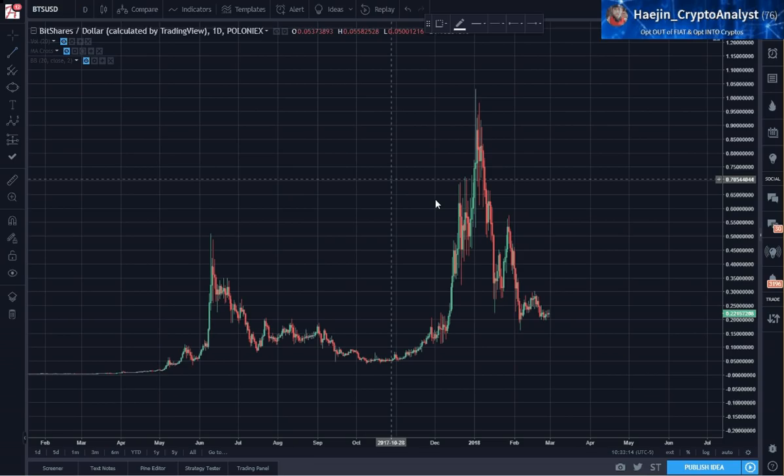When you trade to the dollar, you have only one variable. That is the supply and demand for the coin. The dollar remains constant. When you trade to the BTC pair, you now have two variables. The demand for the coin and the changing rate of Bitcoin itself.